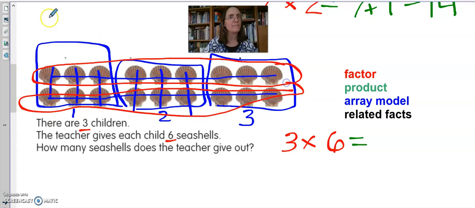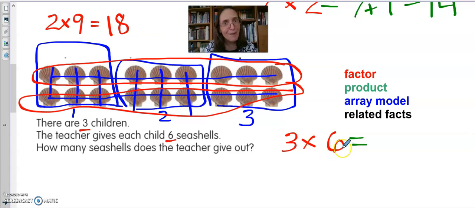I could think about that as 2 times 9 with this particular array model that they made for you. I know that 9 plus 9 is 18. So I know that 2 times 9 is 18, but I wasn't trying to do 2 times 9. I was trying to do 3 times 6.